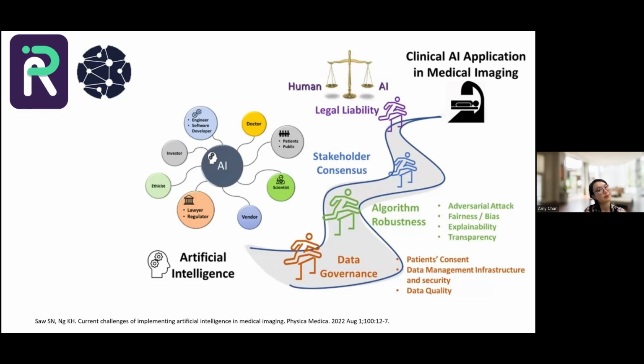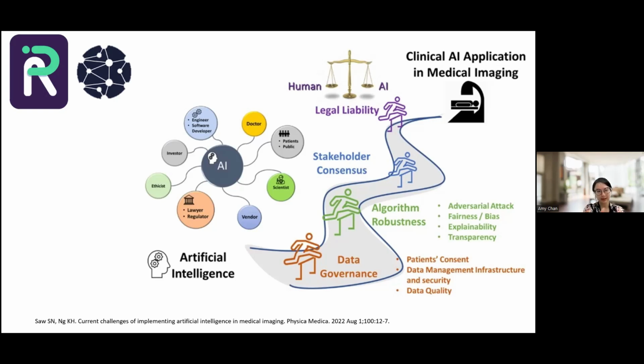So we talked about, in the journey, the data governance. So things like considering patient consent, the data quality, the infrastructure. And then once you have the data, you then develop the algorithm. But with the algorithm, how do you make sure that there aren't cyber attacks that affect the accuracy of the algorithm? How do you ensure your algorithm is fair and not biased? And I already touched on how do you make sure it's explainable and transparent? And at the end of the day, do we have trust and acceptance?